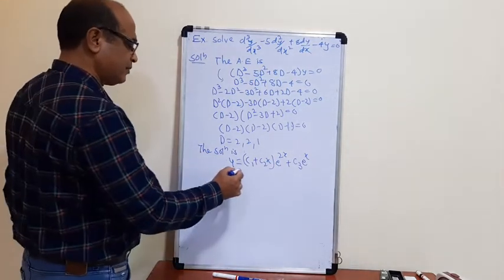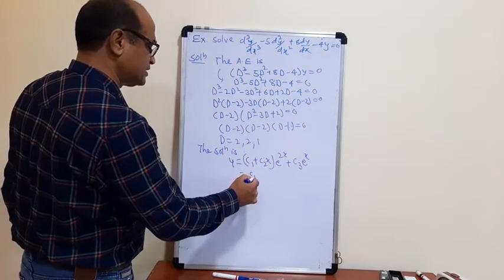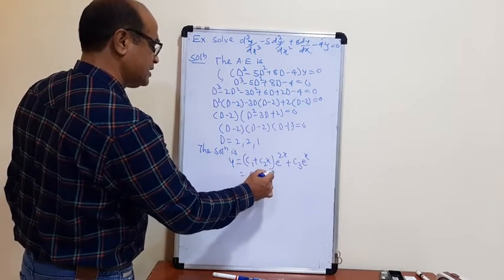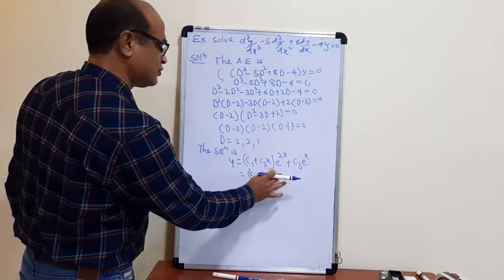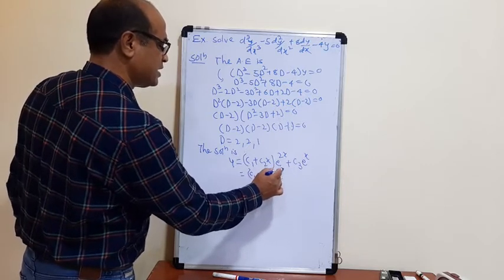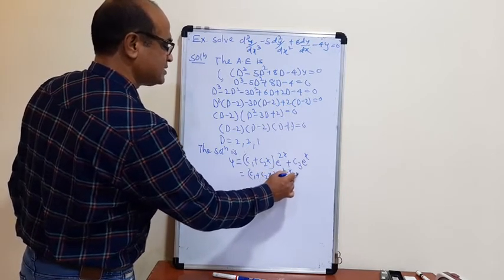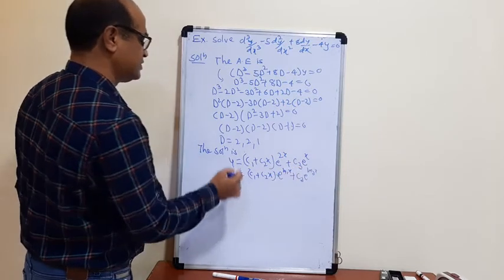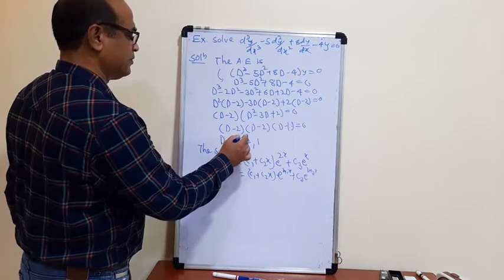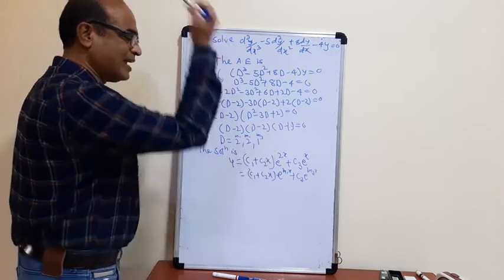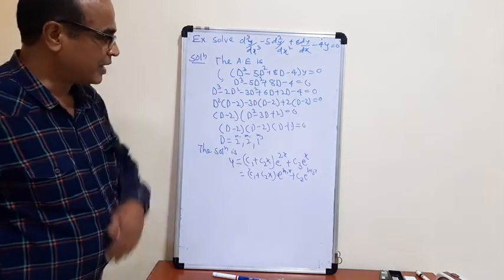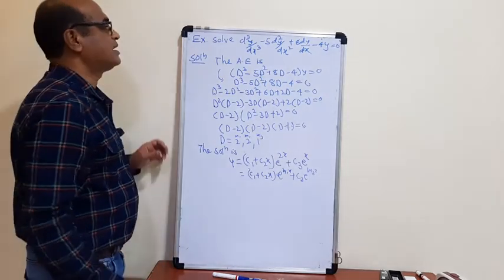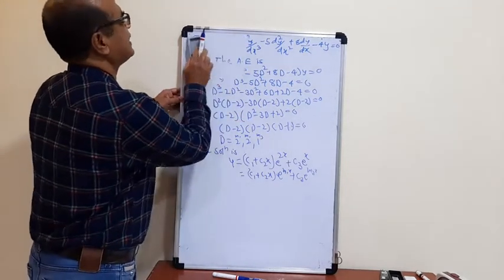And come here, just what happened here? (C1 plus C2x) e raised to m1x plus C3 e raised to m3x. So this is m1 and this is m3. Put this value here, m3 is equal to 1, so we get e raised to x. So this is a very simple example of the same type.